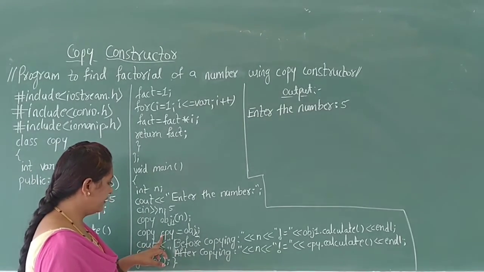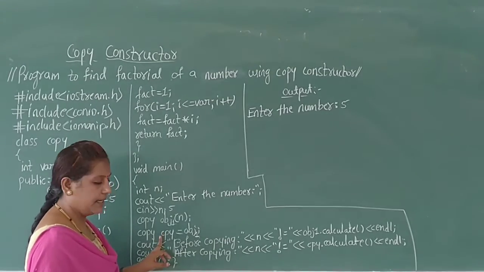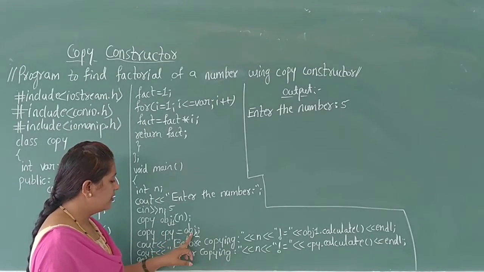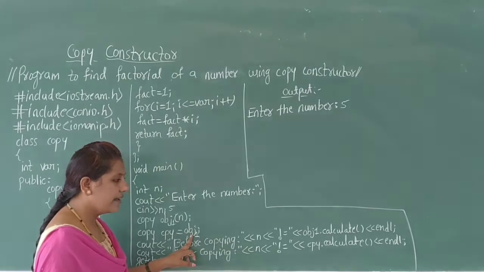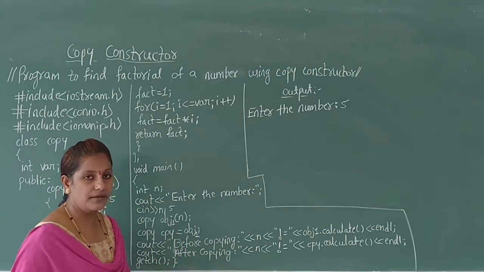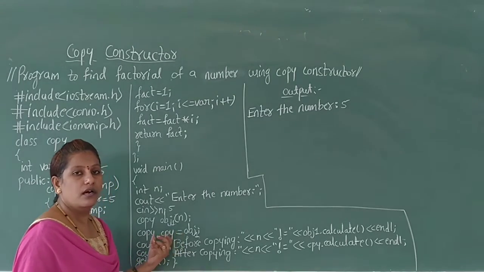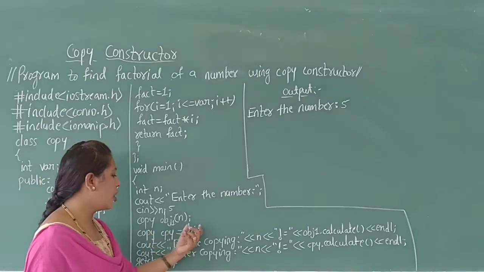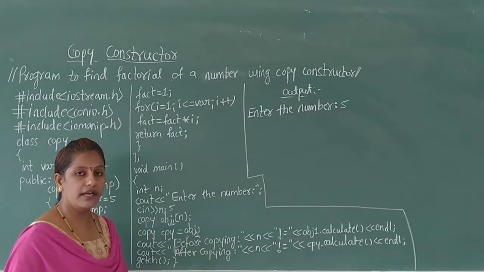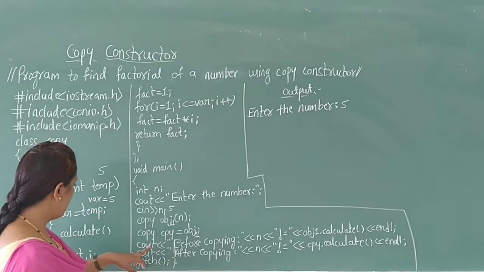the copy constructor is invoked for object cpy with obj1 as a parameter value using the assignment operator. Here it initializes the object 2 value with object 1, which already exists in the class.